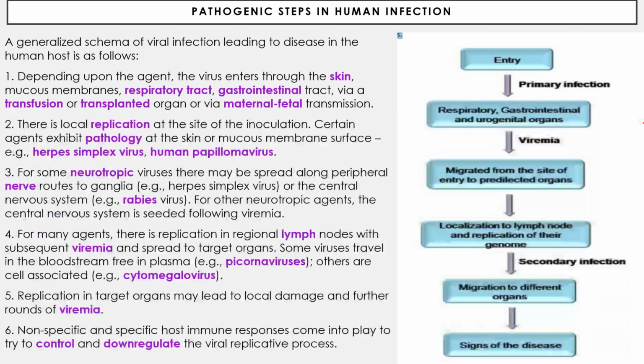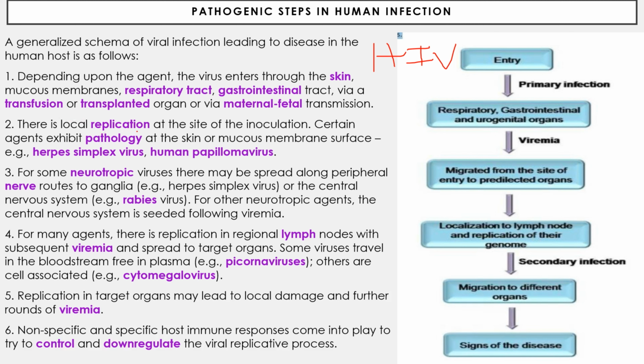So these are the pathogenic steps in a human infection, class. Depending upon the agent, the virus would enter through the skin, the mucous membrane, the respiratory tract, the gastrointestinal tract, via transfusion or transplanted organ, or via maternal-fetal transmission. Nowadays, class, the most common virus being transmitted in the Philippines is HIV via the parenteral route, the exchange of body fluids, reuse of needles. So that's how you would get certain viruses.